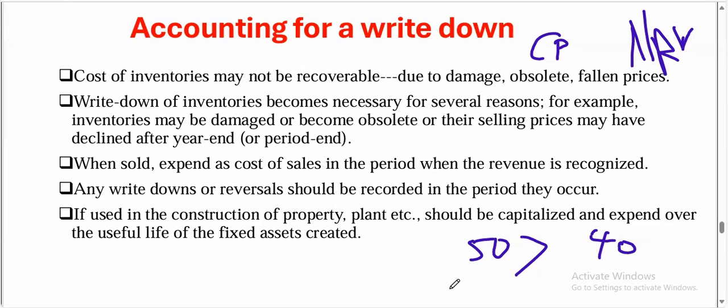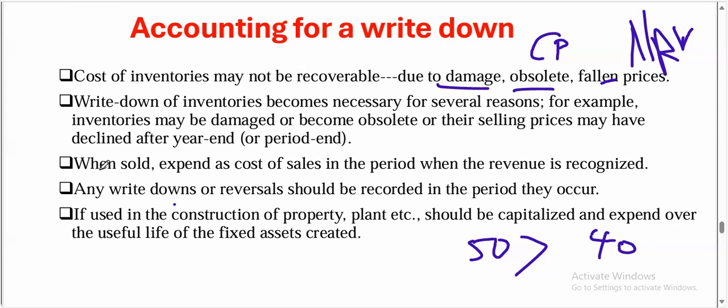Then we also have overstocking. Excess inventory is held, and the cost of holding it exceeds its value. Yes, so there's some of the costs. So we have them. That's what we have here. Due to damage, obsolete, falling prices. So these are the causes of inventory write down. What will make the cost price bigger than the selling price?